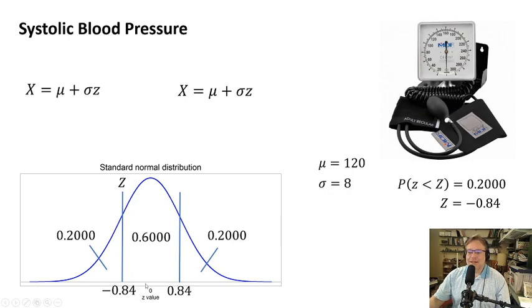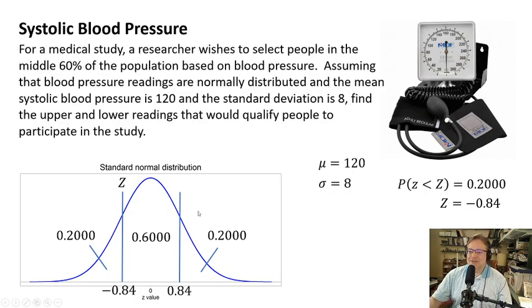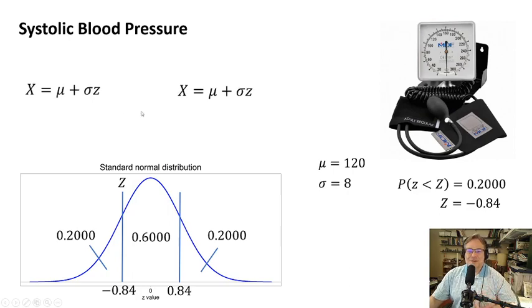So then what do we do with this? We've got z values. We need to find out what the values are on the actual normal distribution given in this problem, as opposed to this standard normal distribution, which we use in every problem. The actual normal distribution for this problem has a mean of 120 and a standard deviation of 8. So where do these thresholds show up on a normal distribution with a mean of 120 and a standard deviation of 8? Well, here's where we use our formulas.